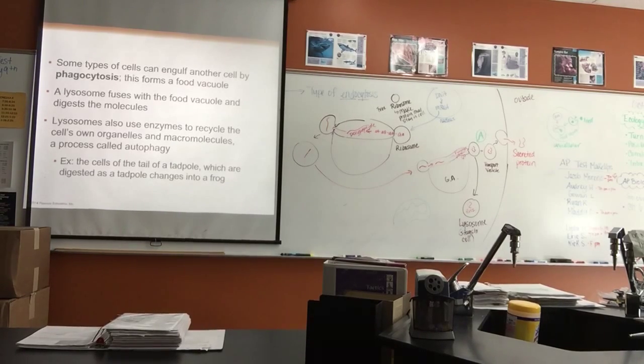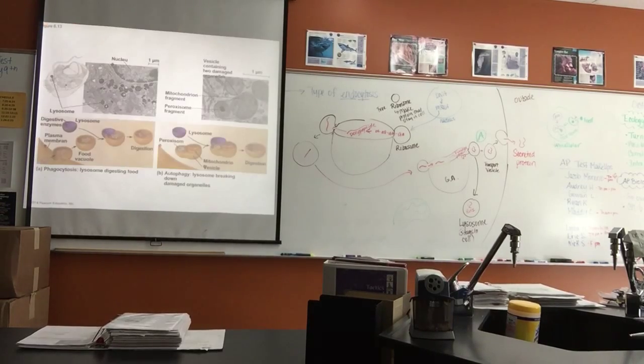We have some cells during our development that also are programmed to die as well. Really young, we have tissue, cells between our fingers and our toes, and we don't have that when we're born, and so those cells are programmed to die. All right, so lysosomes play a role in that.